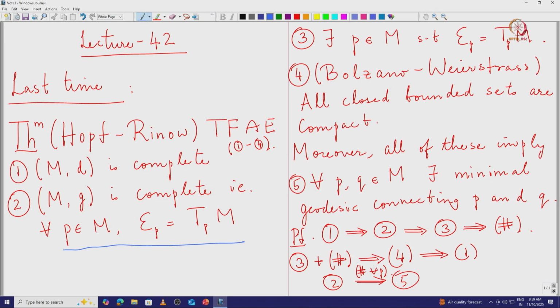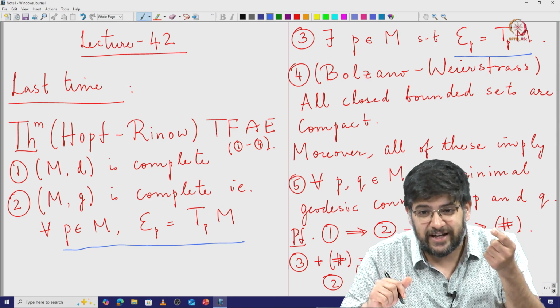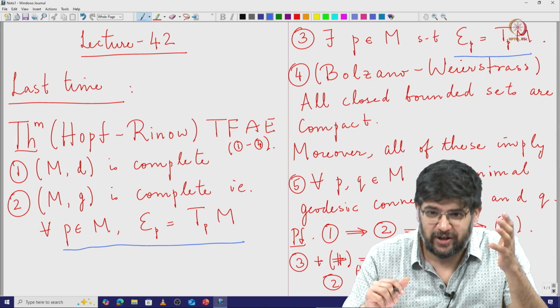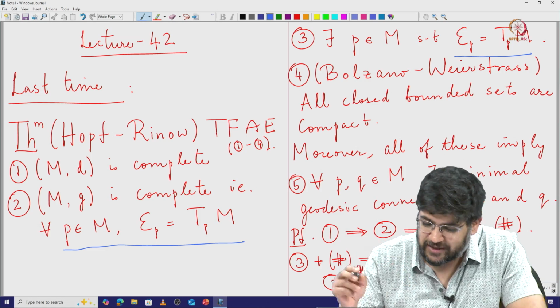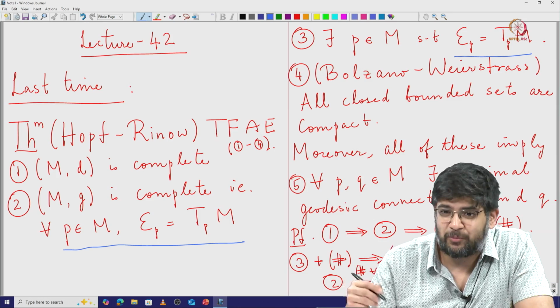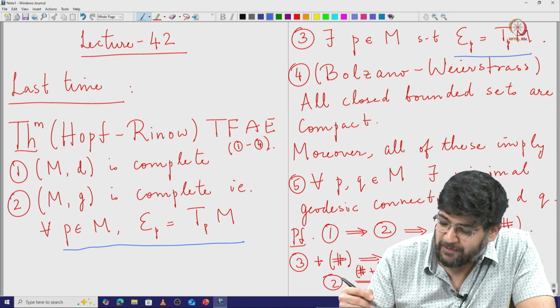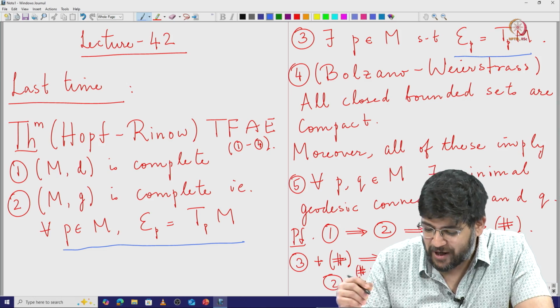Then the third point was that this condition holds at some p. So there exists a p whose domain of the exponential map is equal to the whole tangent space. So in other words, to check geodesic completeness, the Hopf-Rinow theorem is claiming that it is actually enough to check at some point rather than at each point. So if at some point E_p is equal to T_pM, then it is geodesically complete. The fourth point is that the Bolzano-Weierstrass property is satisfied, namely all closed and bounded sets are compact.